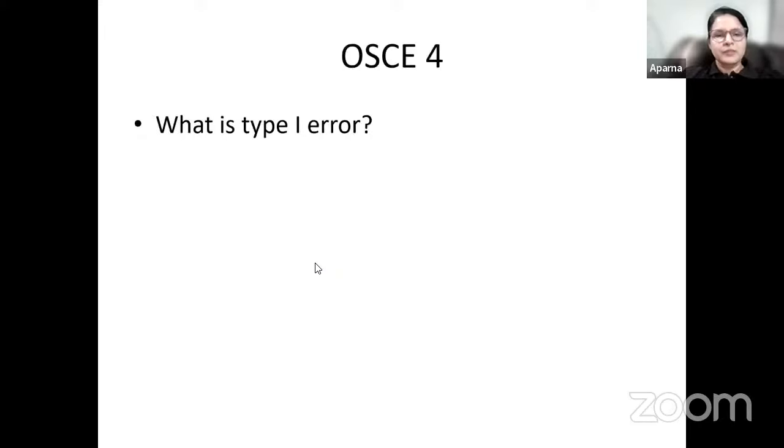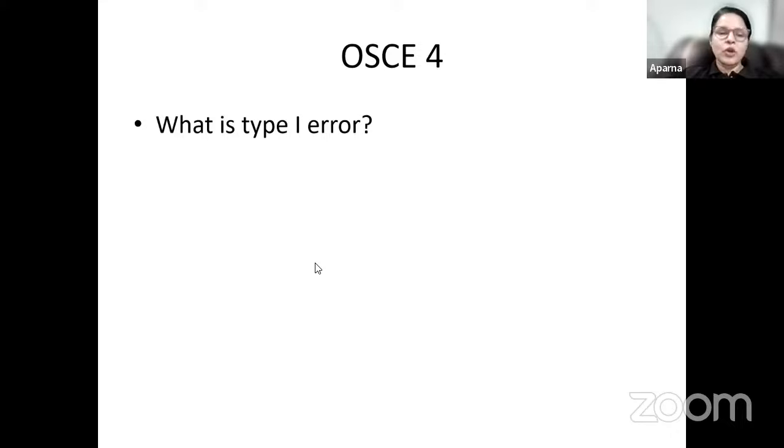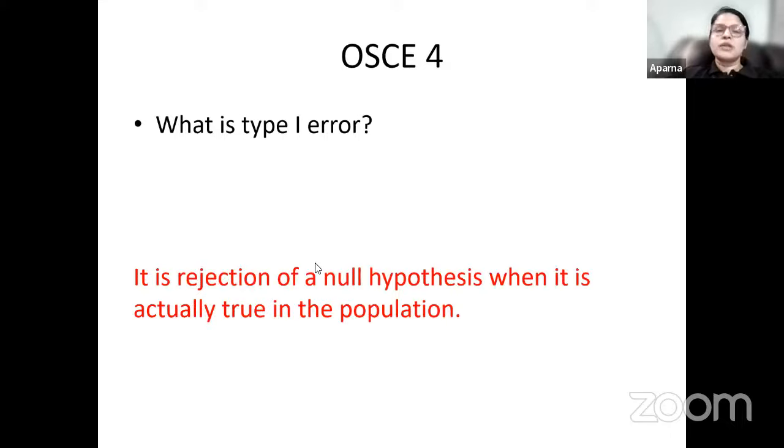These are also on statistics. So what do you mean by type 1 error and type 2 error? We often keep hearing these two terms, type 1 error and type 2 error, in statistics. So type 1 error, which is generally considered to be a more serious type of error, is the rejection of the null hypothesis when it is actually true in the population. So what does null hypothesis mean? Let's imagine you are doing a study comparing an intervention versus control. Now, null hypothesis essentially means that there is no difference between the two groups, which means there is no difference between the intervention and no intervention.